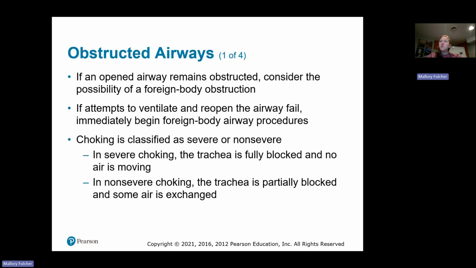Choking is classified as severe or non-severe. In severe choking, the trachea is completely blocked and no air is moving. In a non-severe choking, it's only partially blocked, so there is some air exchange happening. Partially blocked airways can turn into completely blocked airways if it's not corrected. So both are incredibly dangerous. The severe one is more life-threatening than the non-severe.